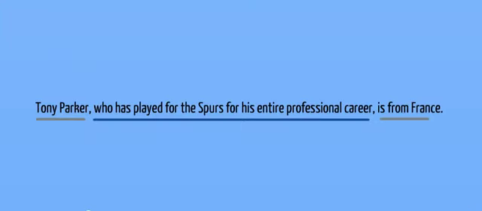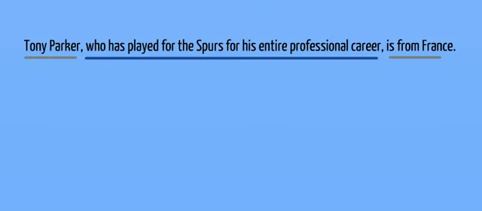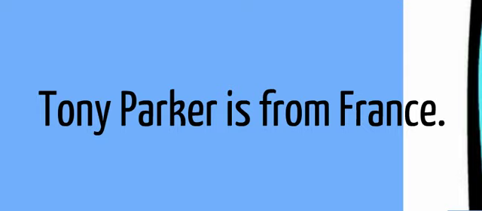Tony Parker, who has played for the Spurs for his entire professional career, is from France. If you look at this sentence, the parts that are underlined in gray is the basic sentence right here. What's underlined in blue is the appositive, the extra information. You'll see that it's set apart by commas. If we took out the appositive, this sentence would still make sense. We see Tony Parker is from France.